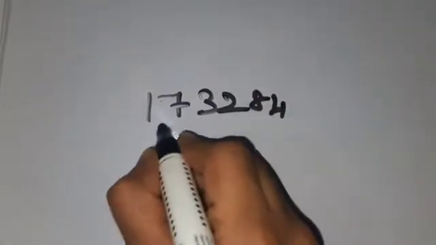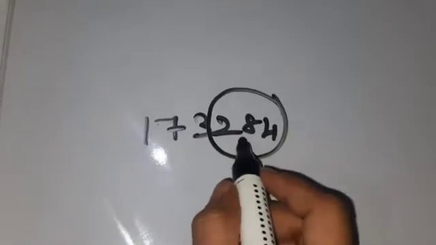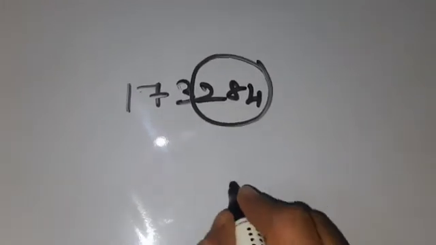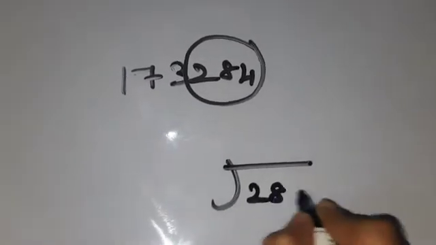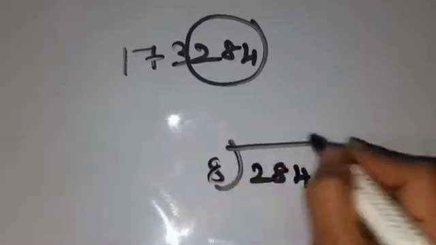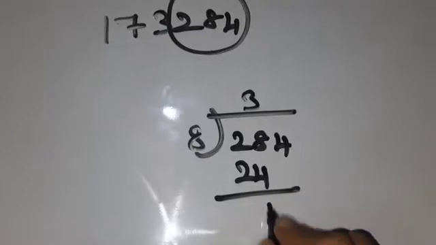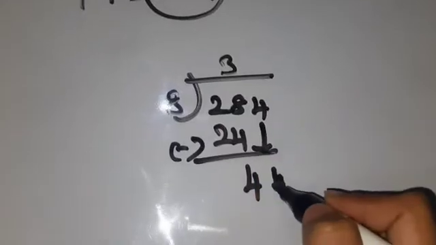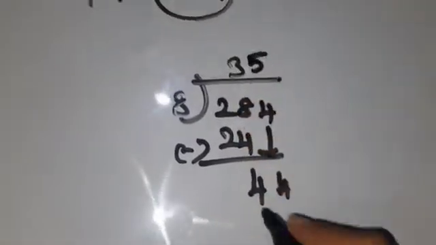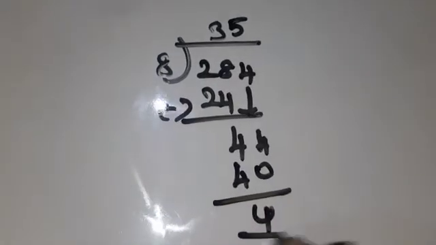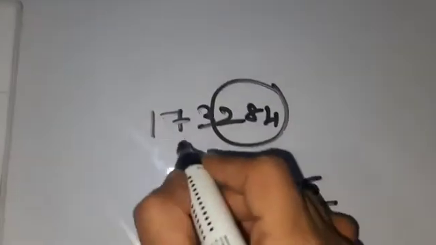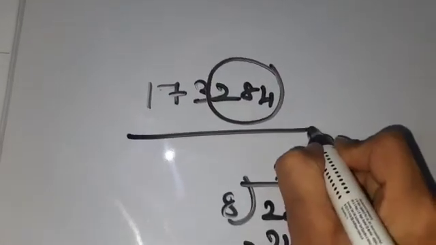So here the given number is 173284. For divisibility by 8, we have to check whether the last 3 digits are divisible by 8 or not. So, take these last 3 digits and divide them in the normal division method. 8 3s are 24. 28 minus 24 is 4 and we bring this 4 down. 8 5s are 40. So this number is not exactly divisible by 8 because the remainder is 4. So the given number will not be exactly divisible by 8.